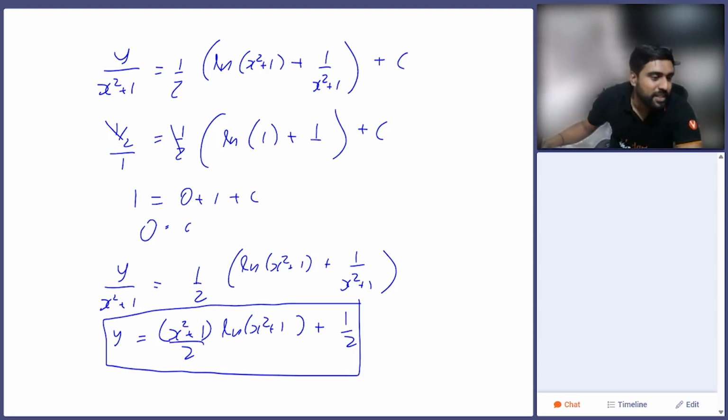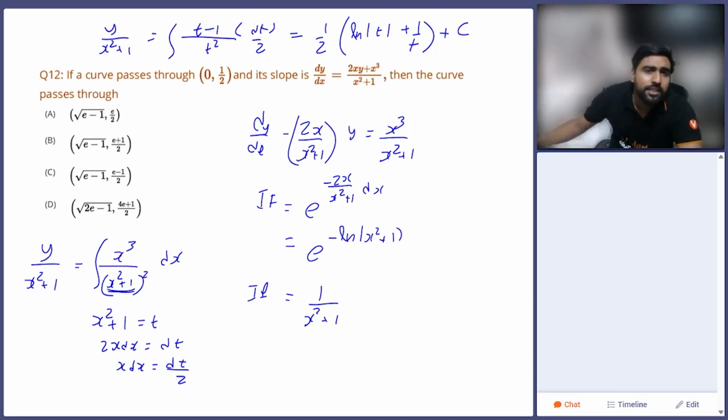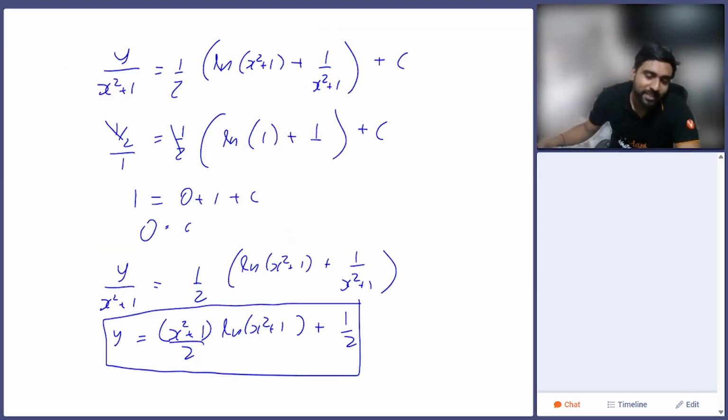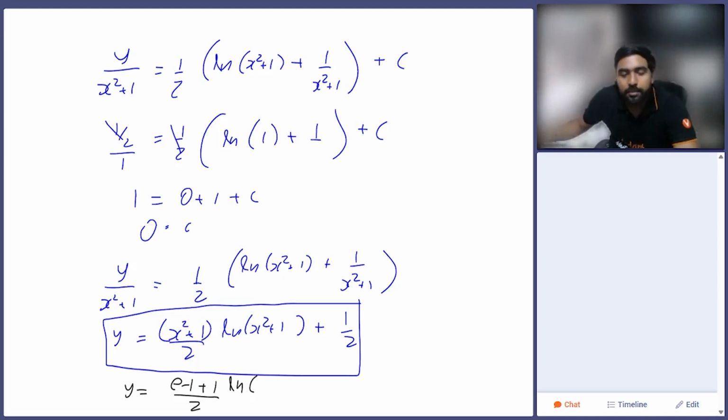Okay. Now the question is, which of the points does it pass through? I can see that in 3 of the options there is root e minus 1. So it is best to gamble with x equal to root of e minus 1. Substitute x equal to root e minus 1. You will get y equals e minus 1 plus 1 divided by 2 into ln of e minus 1 plus 1, plus 1 upon 2. So that's e by 2 into ln e, which is 1. So that's e by 2 plus 1 by 2.